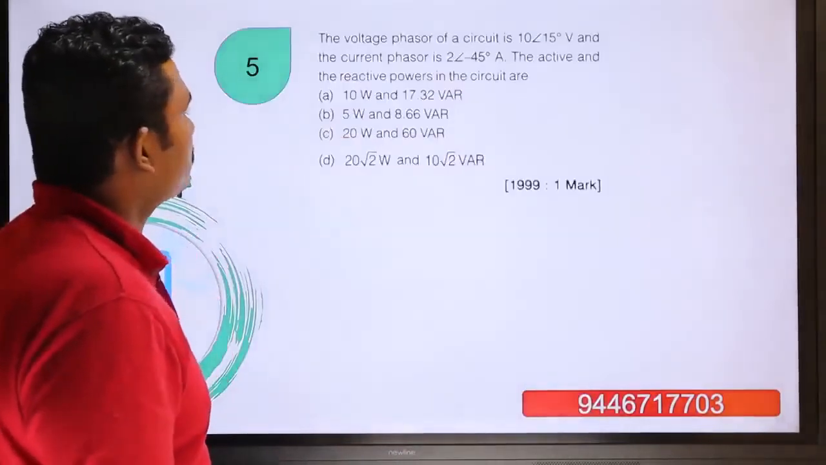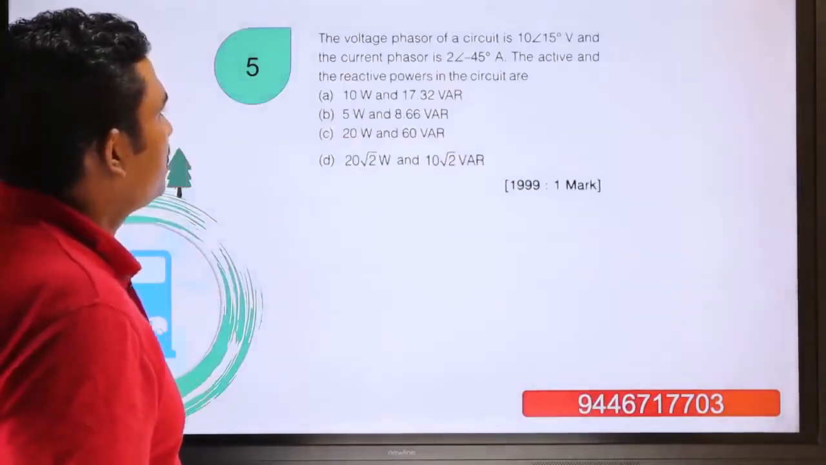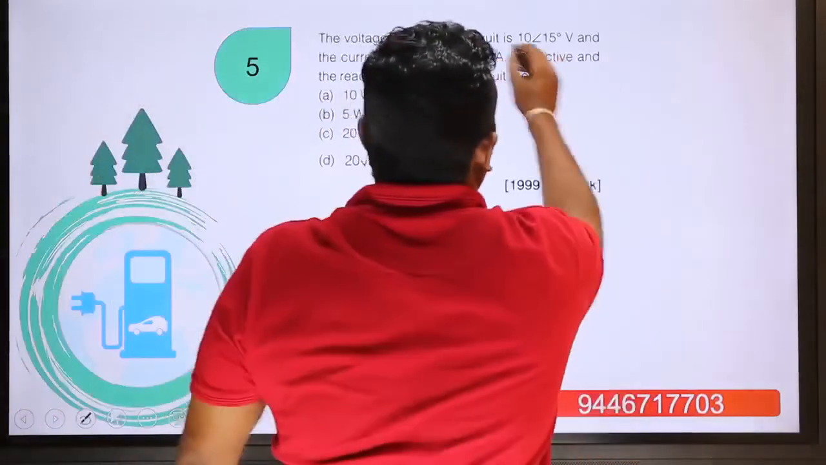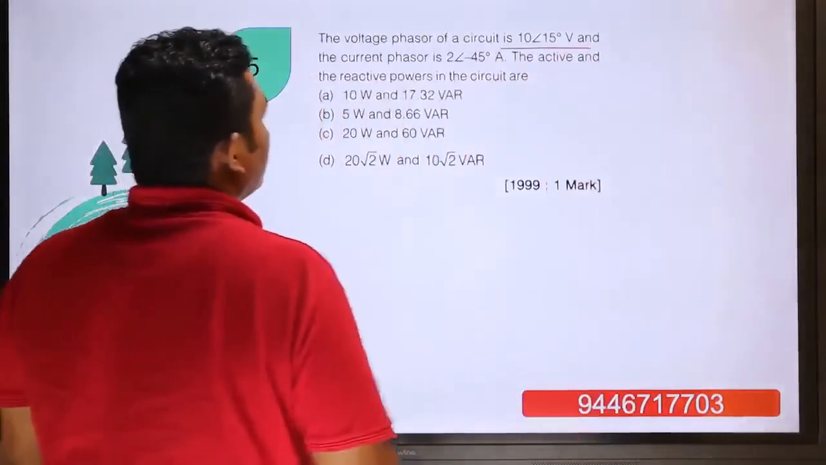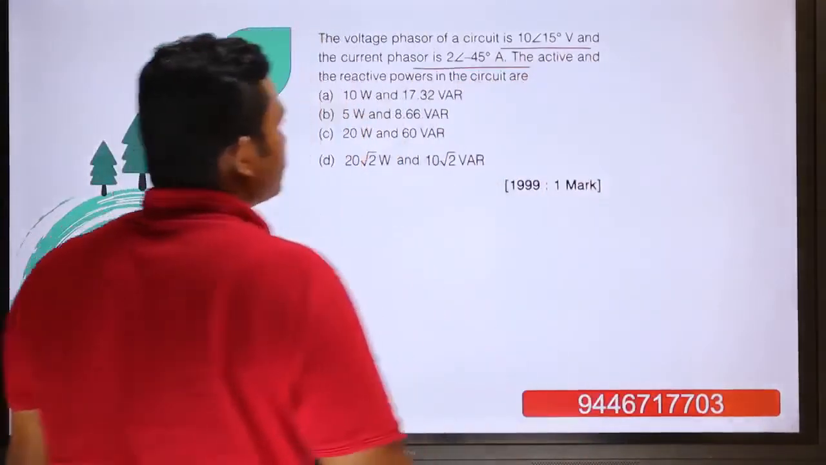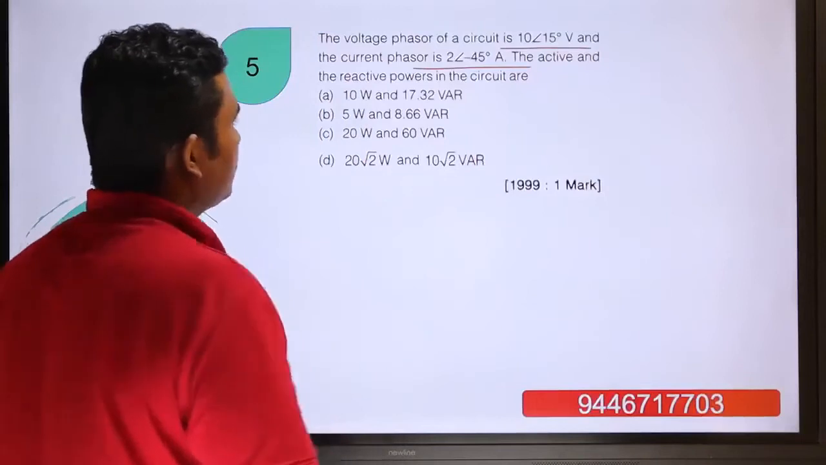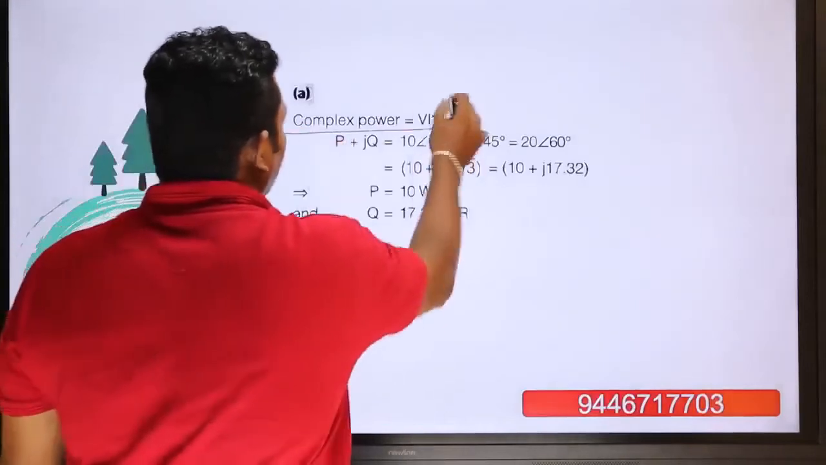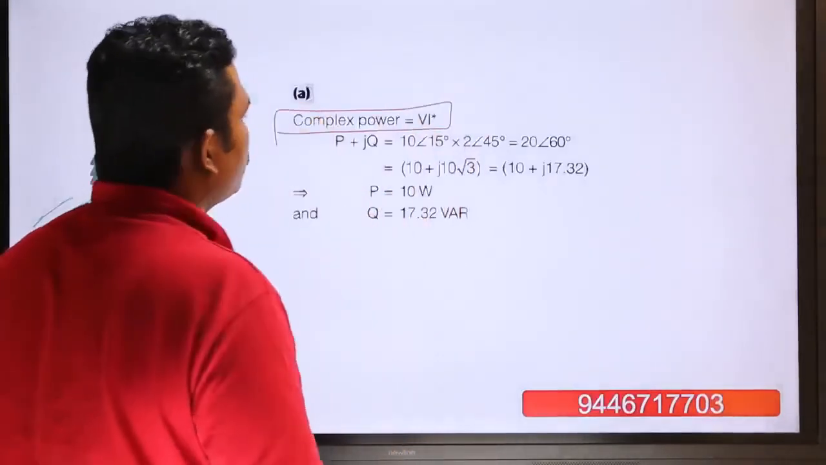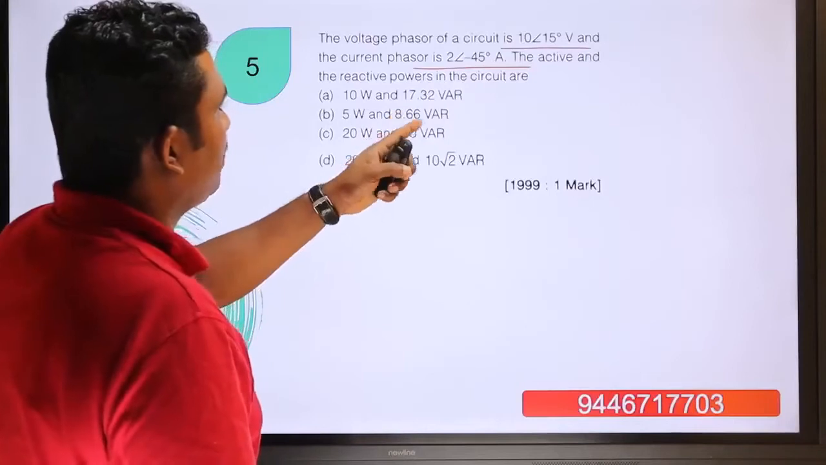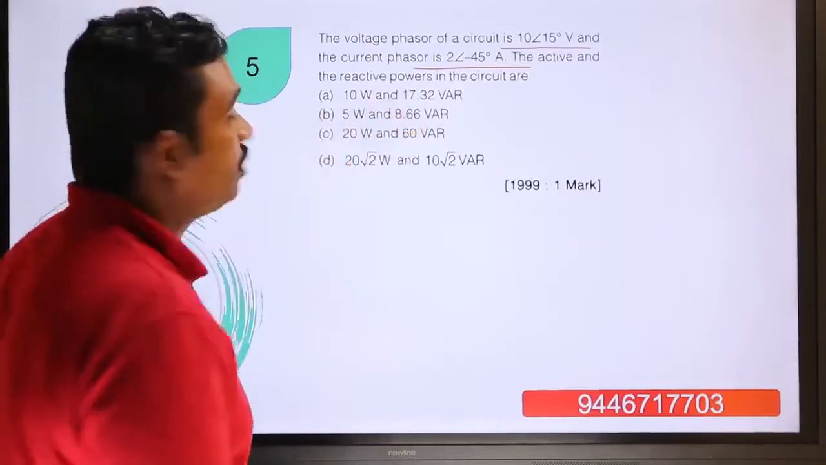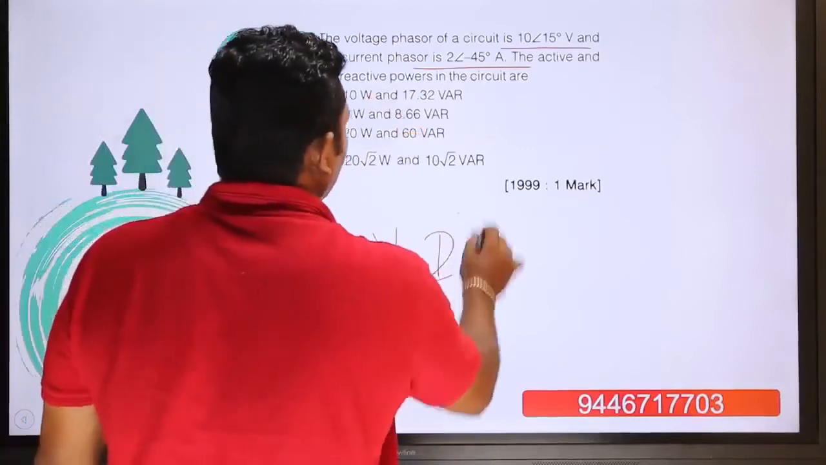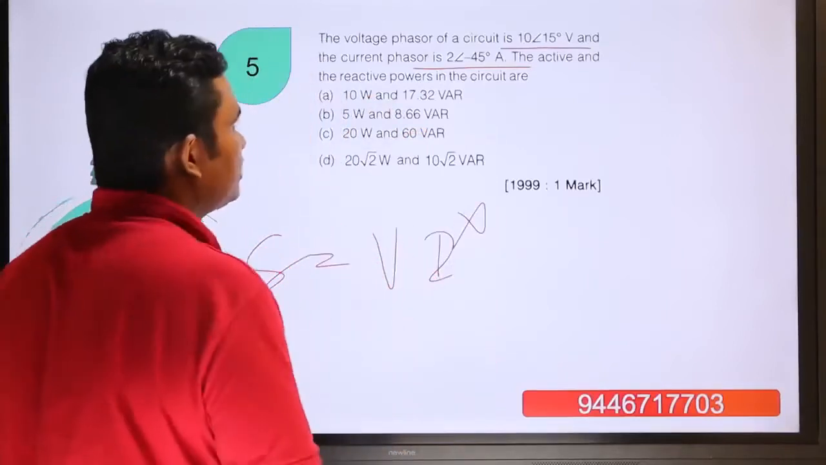Now moving into the next question, question number 5. The voltage phasor of a circuit is 10 angle 15 degree volt and the current phasor is 2 angle minus 45 degree ampere. The active and the reactive powers in the circuit? We have to find the complex power P plus jQ, which is equal to VI star. The voltage is 10 angle 15 degree and the current is 2 angle minus 45 degree. So complex power S is equal to VI star.